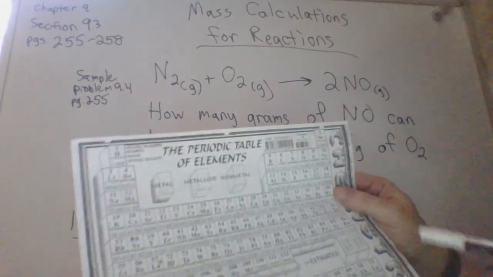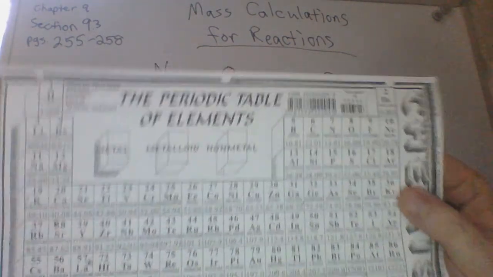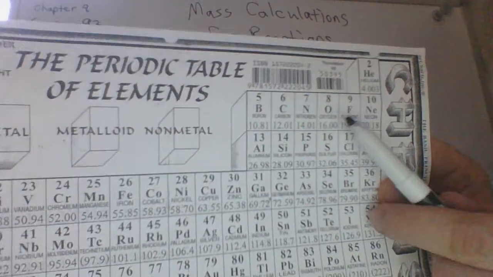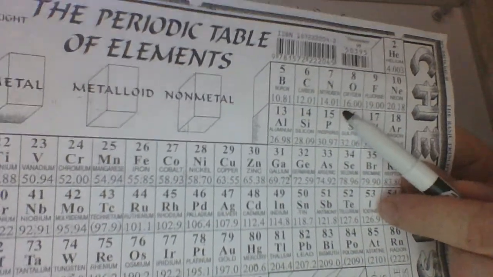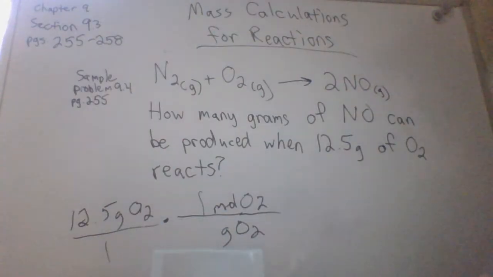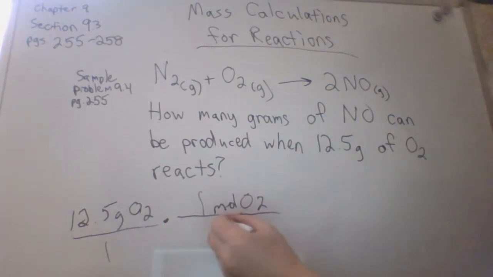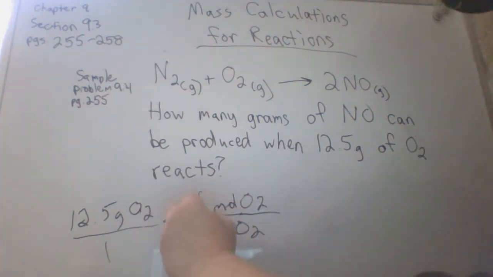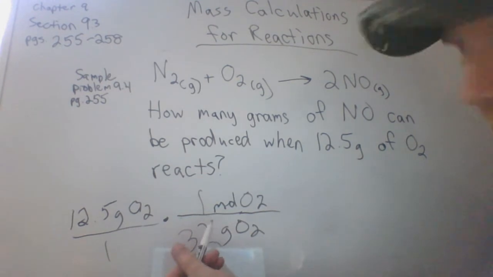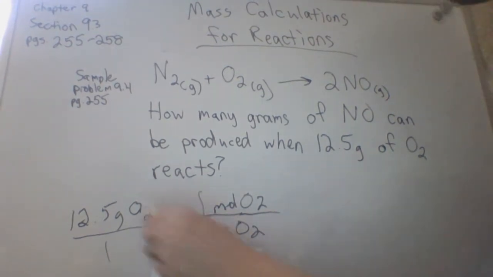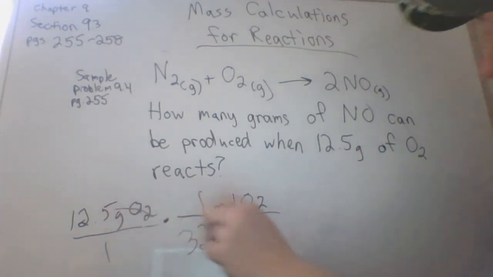our periodic table tells us that each oxygen is 16 grams per mole, but it's O2. So for every 1 mole of O2, it has a molar mass of 32 grams per mole. We need to keep going now. Grams of O2 cancels out.